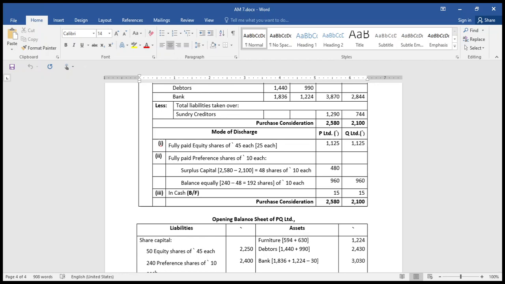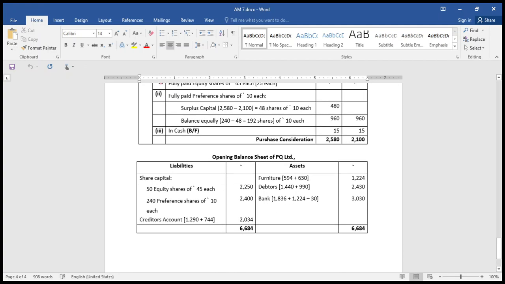Okay, here the purchase consideration is settled partly in the form of equity shares, partly in the form of preference shares, and partly in the form of cash. Equity shares of rupees 45 each, preference shares of rupees 10 each, and cash. Now directly we have to prepare the opening balance sheet. In this problem, we are not asked to prepare any ledger account or journal entry. We are just asked to calculate the purchase consideration and to prepare the opening balance sheet. So this is a 12 marks question.